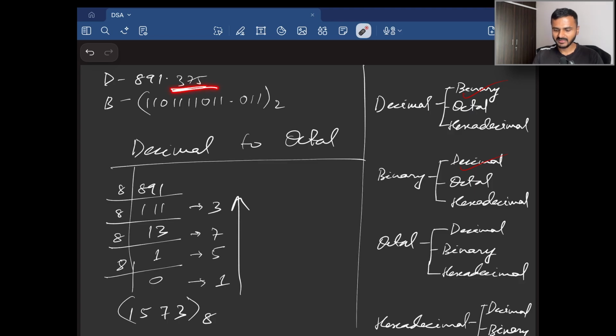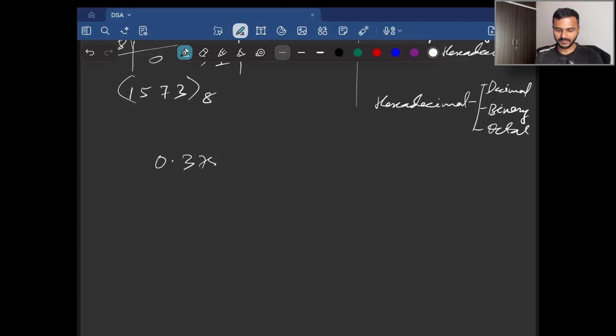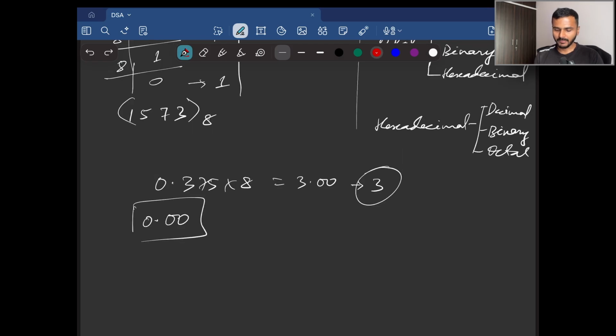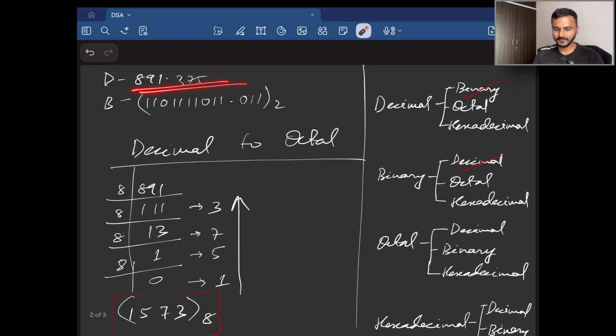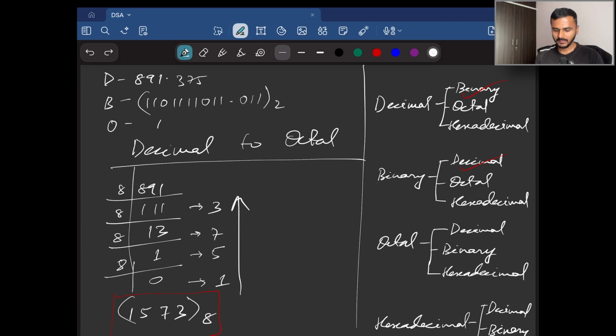Next, let's solve for 0.375. So if we multiply 0.375 by 8, what are we going to get? Well, 0.375 is 3 by 8. And 3 by 8 multiplied with 8 will be 3.00. We will collect the whole number part and we will take the decimal part to the next step. And since we have reached 0, we will stop and this will be the answer. Now, if I combine this with this, we are going to get 1573.3 base 8, which is the octal equivalent of 891.375. So let's note this down over here. This will be 1573.3 base 8. And with this, we are done with decimal to octal.